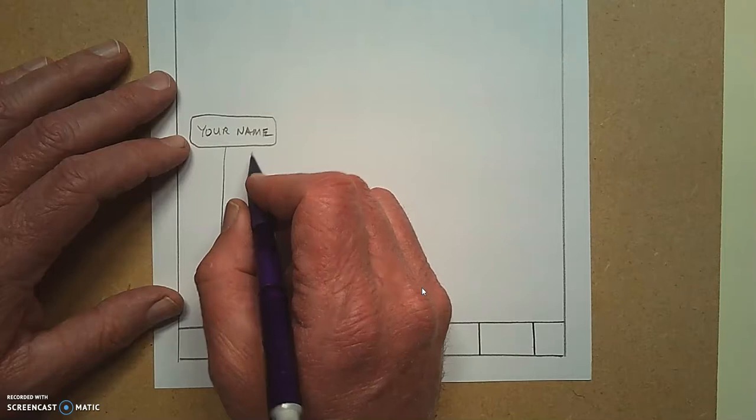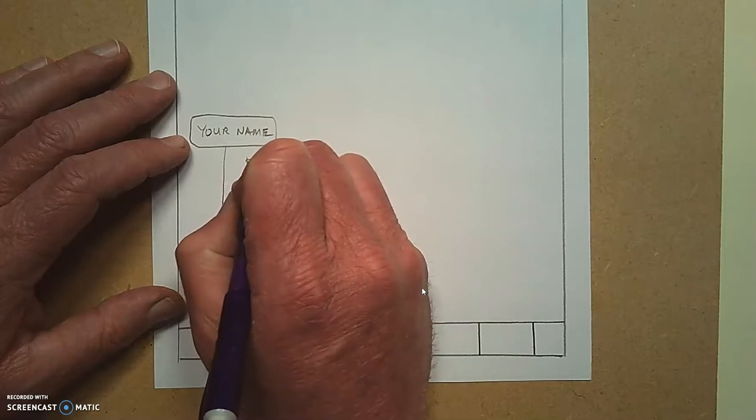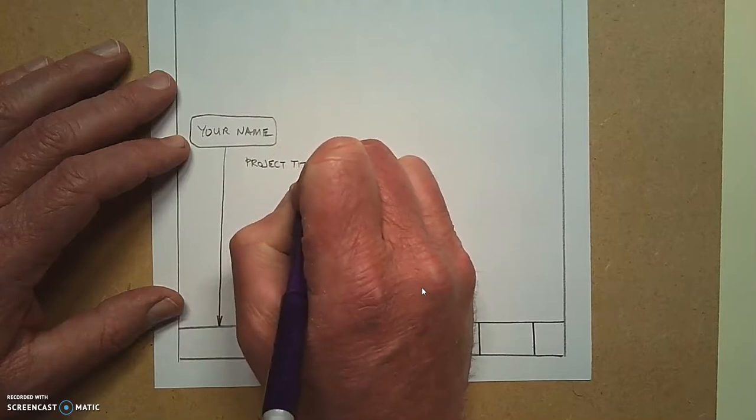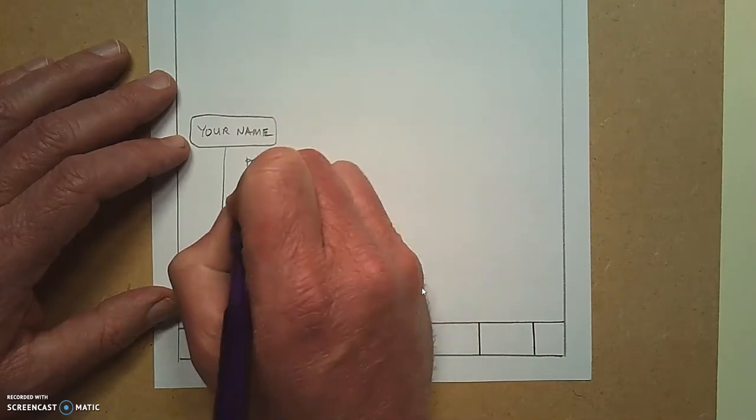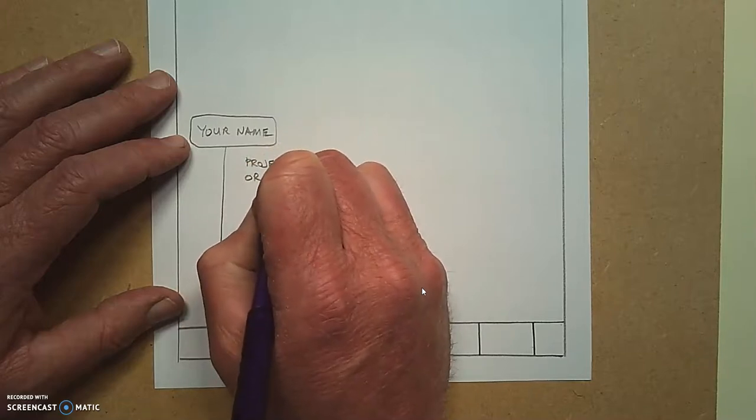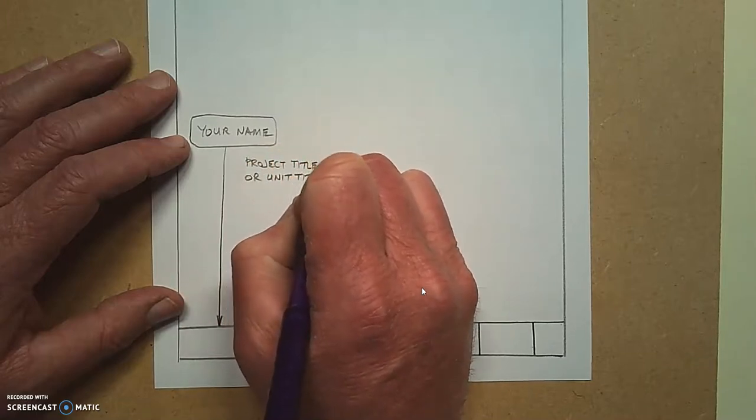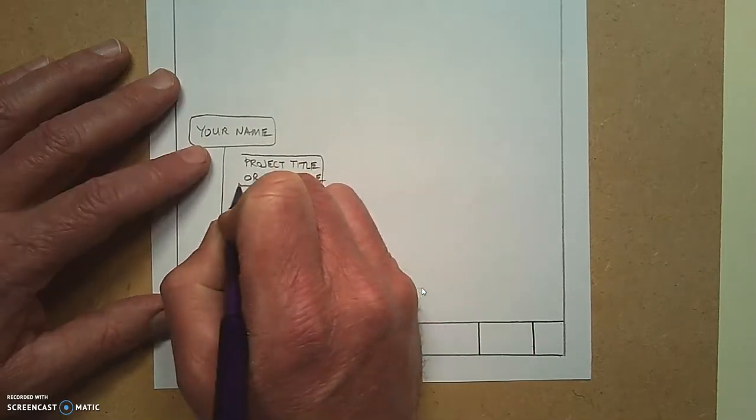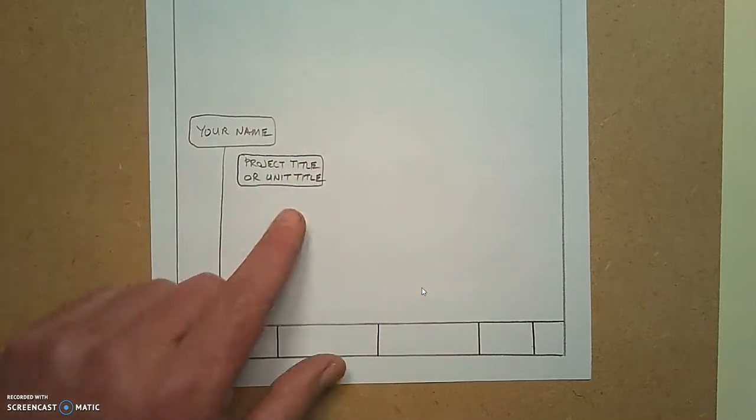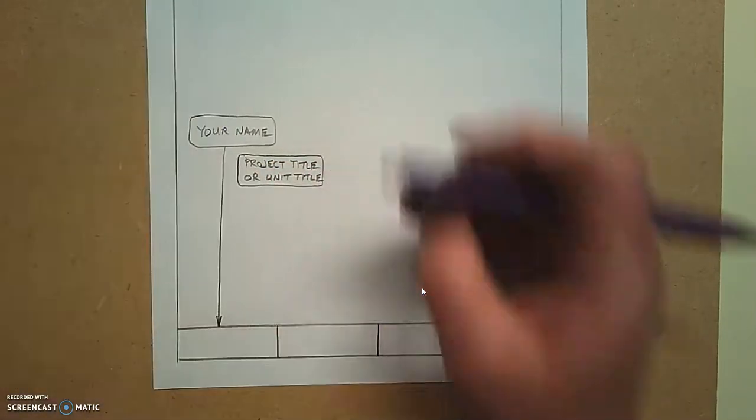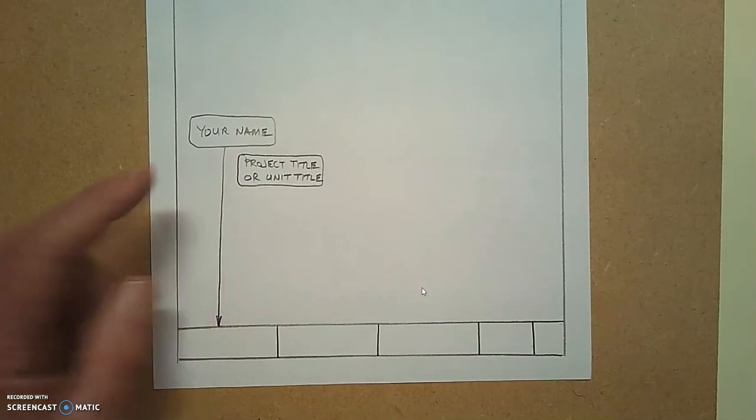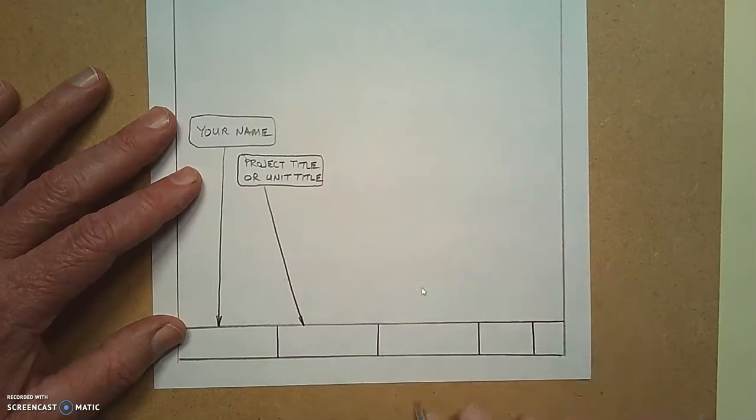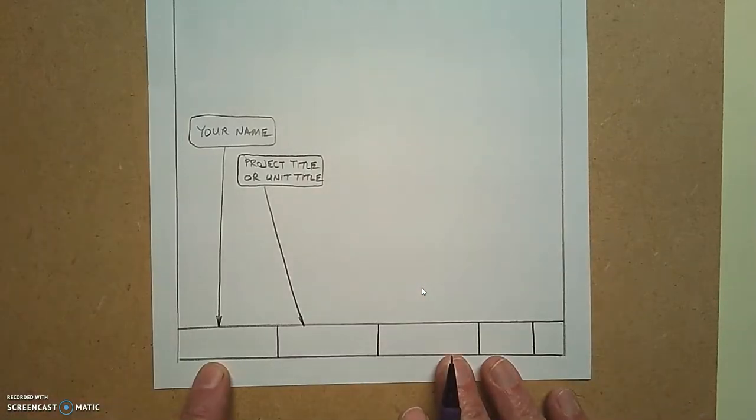Below that, I want you to write the word project title, or unit title. Let's draw a box around there. And I'm drawing that box around there, but I'm making the corners round. And then I'm going to point down to that box. So this first box is going to have your name.